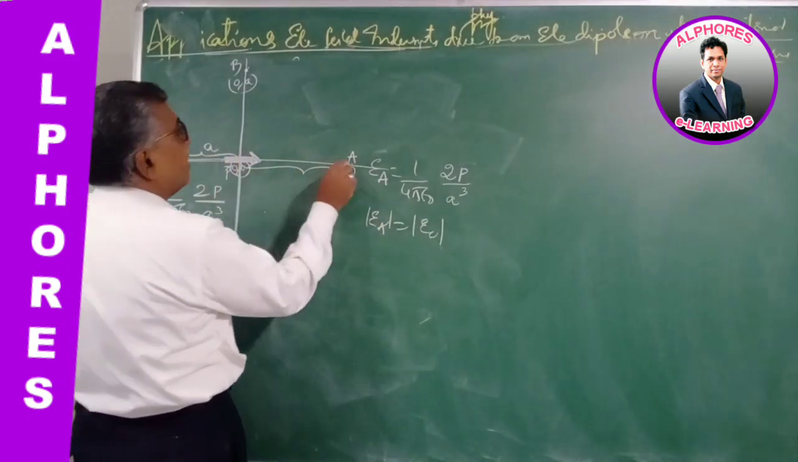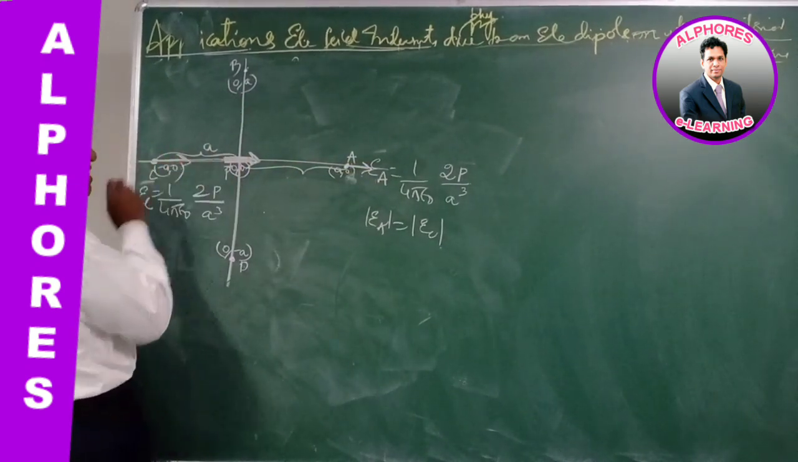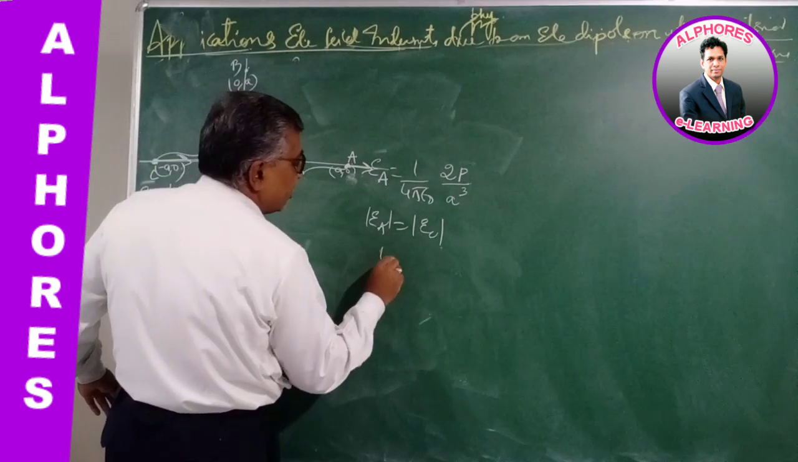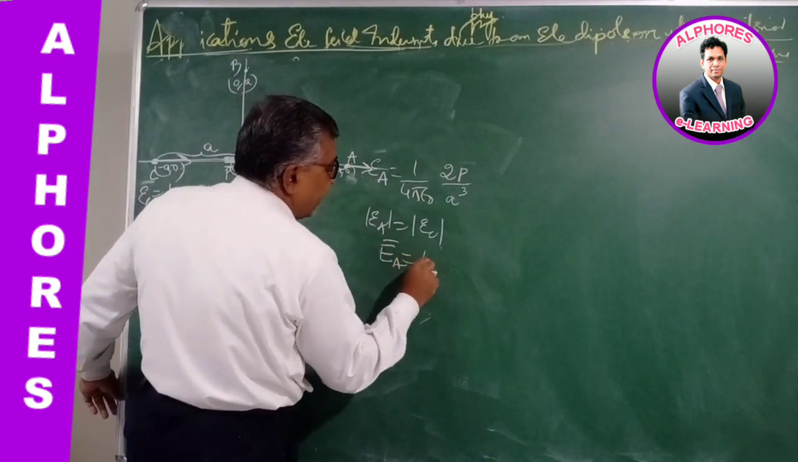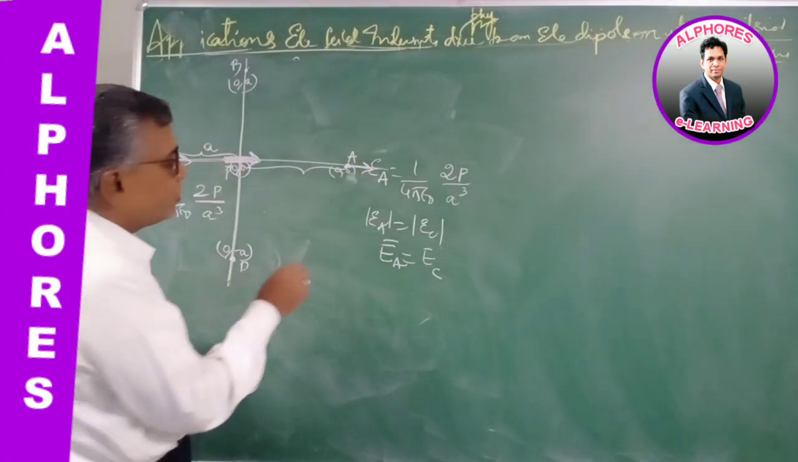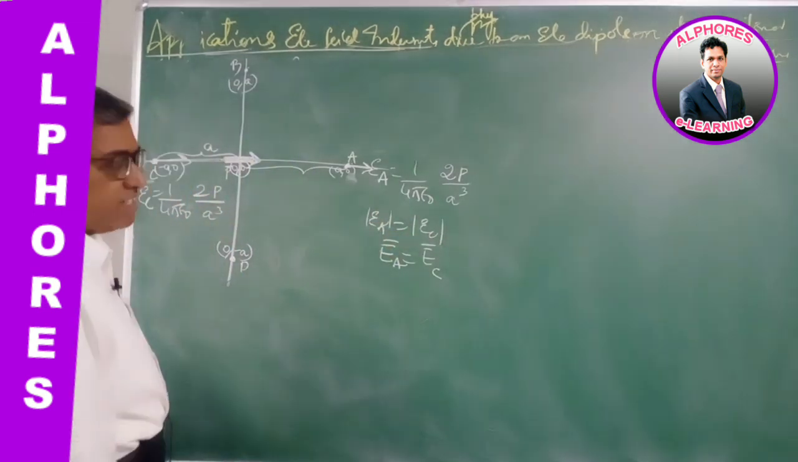You know, on the axial line, the direction is parallel to the dipole moment, this way. So whether it is on this side or this side, the direction is same. So vectorially, EA is equal to EC. Since the points are at the same distance and the dipole is the same, EA bar is EC. Consider 2 points B and D.